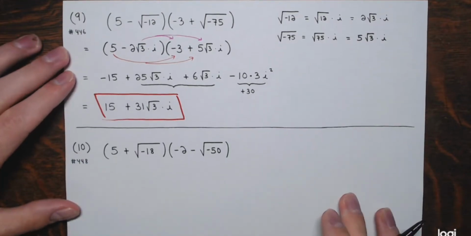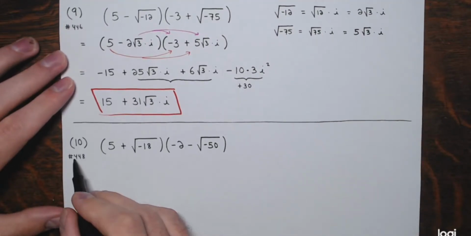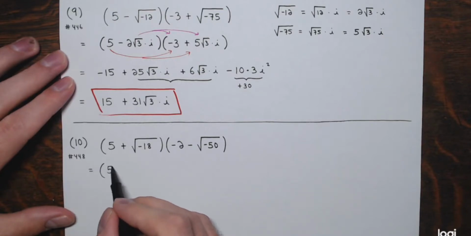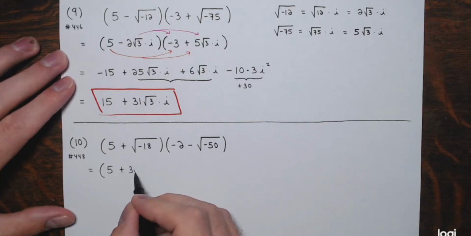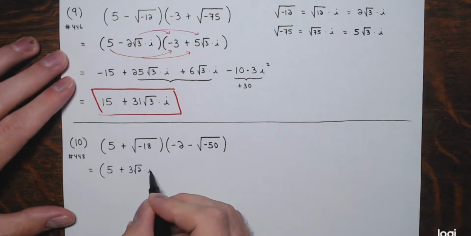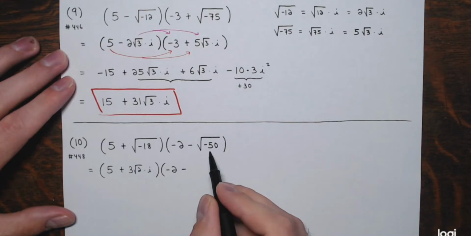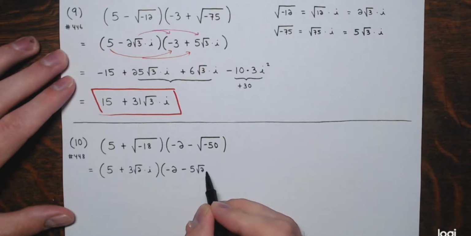Same thing. I'm just going to rewrite these right here. This is number 10, exercise 448. We have 5 plus, now the square root of negative 18 would be 3 times the square root of 2, right? That's the square root of positive 18, simplified, times I. And then the next number times, negative 2 minus, and then the square root of negative 50 would be the square root of 50, which simplifies to 5 times the square root of 2, and then times I.